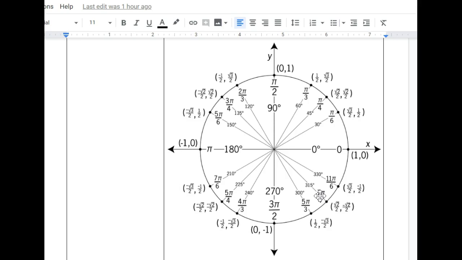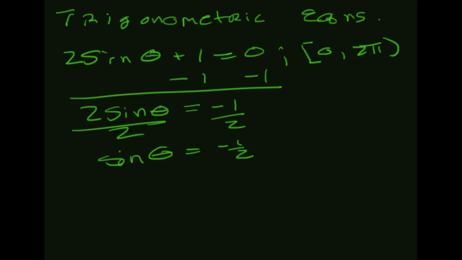One of them is 7 pi over 6. The other is 11 pi over 6. So I would write that the solution set to this is 7 pi over 6 and 11 pi over 6. On this domain 0 to 2 pi, not including 2 pi, this equation has two separate solutions.